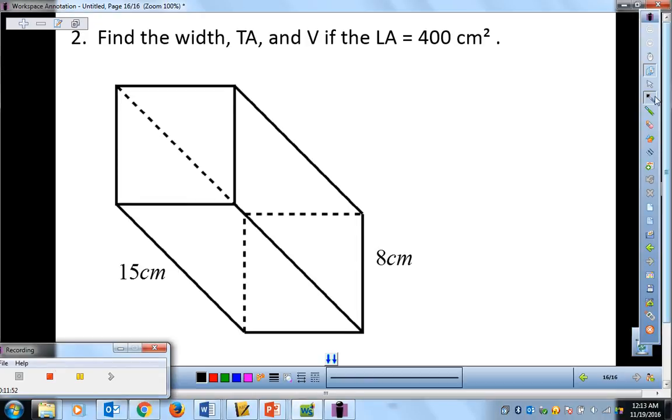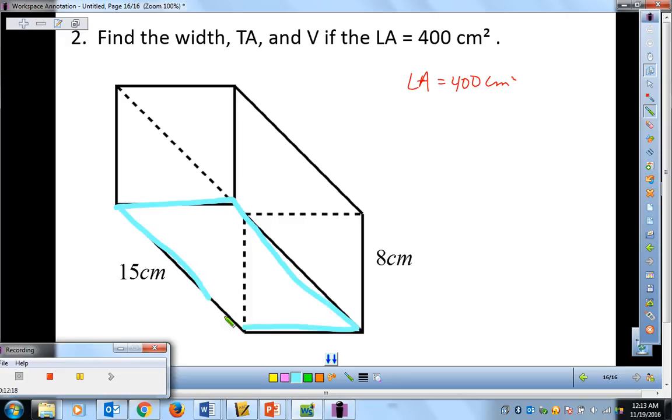Now this one's a little different. You can look here. I give you the lateral area. Given the lateral area. So before we found the lateral area, now I've given that to you. So LA equals 400 centimeters squared. So let's go again. This is a rectangle. Here's my base. I'll outline it in blue again. There's my base. So knowing this is a rectangle, this has to be 15 over here. Well, that doesn't help us find the other side, but this right here is the height.